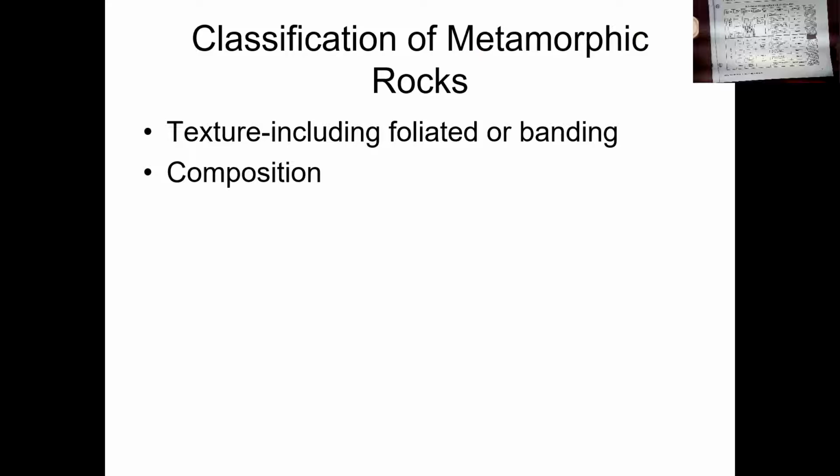So metamorphic rocks, we've already covered this. They get classified by whether they're foliated or non-foliated, and then whether they have banding. And the last couple of things we need to do here for metamorphic rocks will include degree of metamorphism.